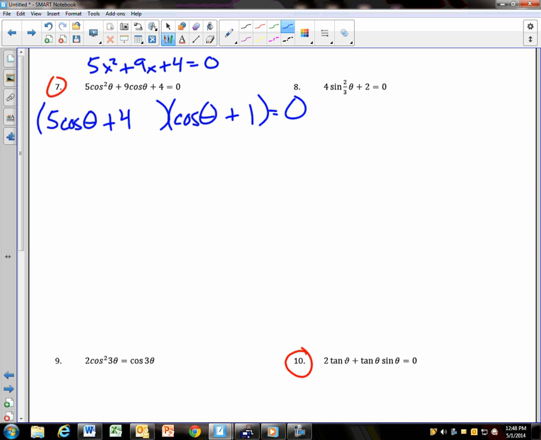So I set them both equal to 0. So 5 cosine of theta plus 4 equals 0. So you end up with cosine of theta equal to negative 4/5. And you get cosine of theta equal to negative 1.